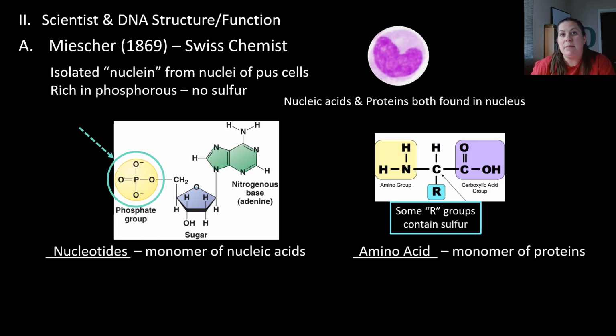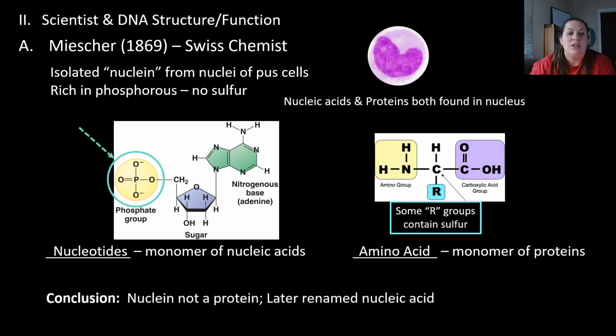So this was the first time that we saw that most of the chemical makeup inside the nucleus was leaning towards the nucleotide side instead of proteins. So nuclein was not a protein, and later it got renamed to a nucleic acid.